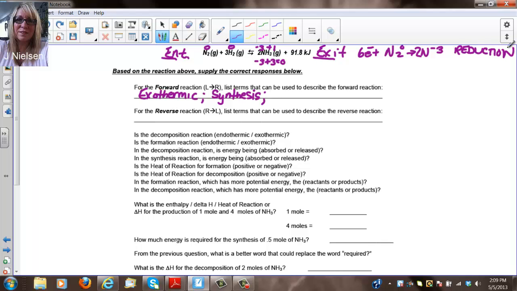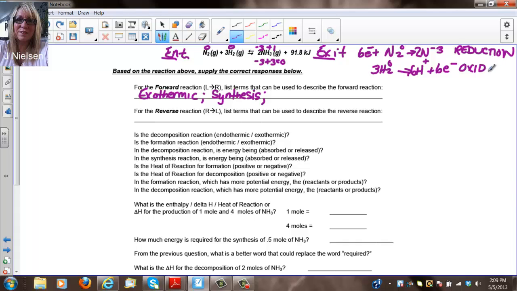Remember, LEO says GER: loss of electrons is oxidation, gain of electrons is reduction. Then I have 3H2 going to H plus 1. And I need 3 to balance. Oh, I have 3 times 2 is 6. So I need 6 H's here. These all have a plus 1 charge, so that's a positive 6, so I need to add 6 electrons. And I always add my electrons to the side with the higher charge. Plus is greater than 0.